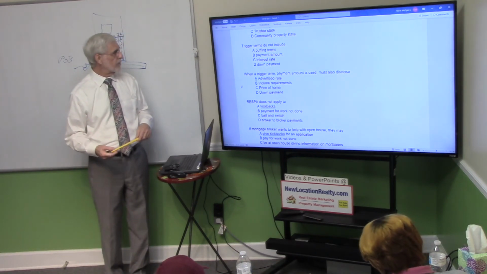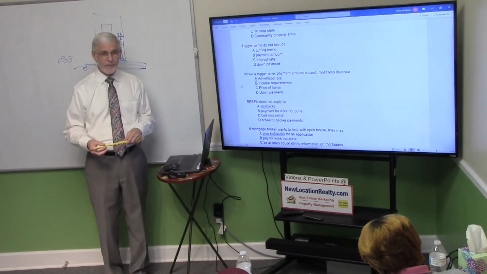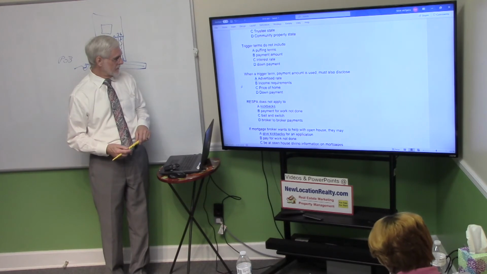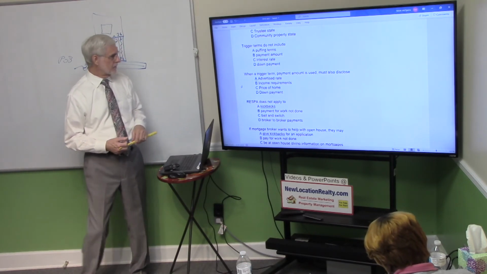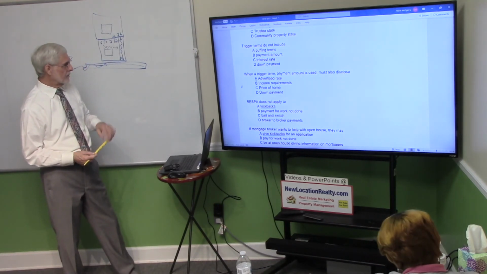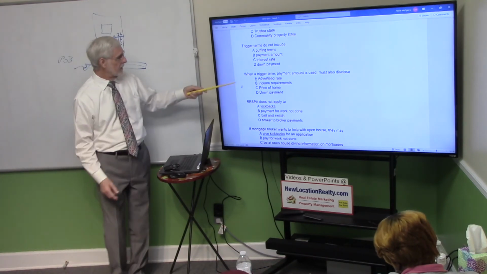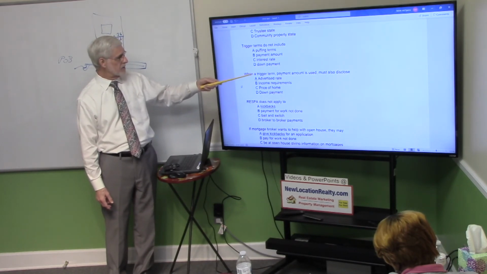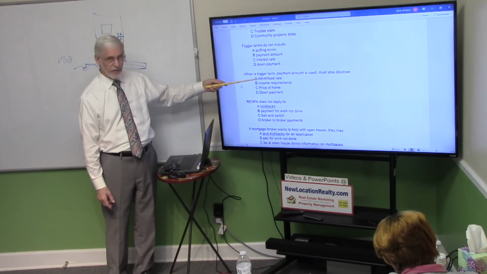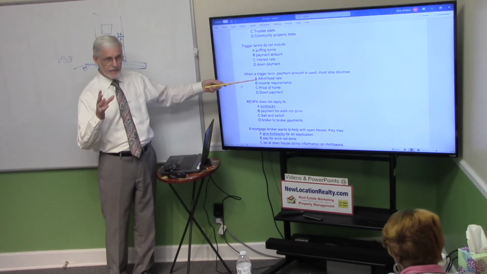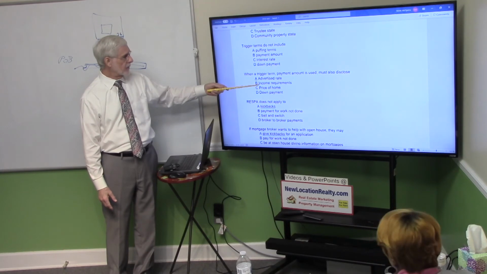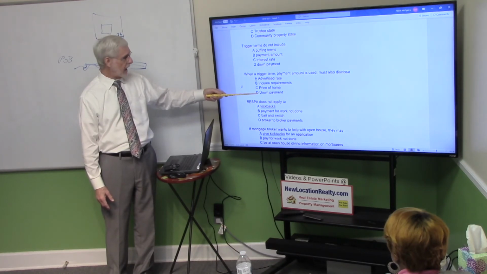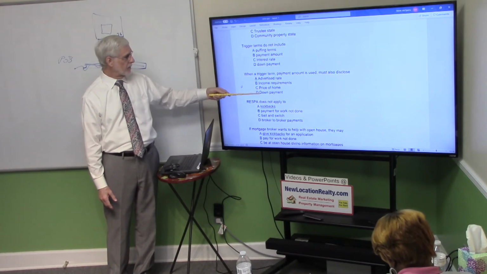Trigger terms do not include puffing. Puffing is a term you'll probably only hear in real estate. When a trigger term such as the payment amount is used, you must also include the APR, the annual percentage rate, not the advertised rate. Income requirements wouldn't trigger that. The price of the home should be disclosed, as should the down payment if you did that. So either one of these would be a trigger.